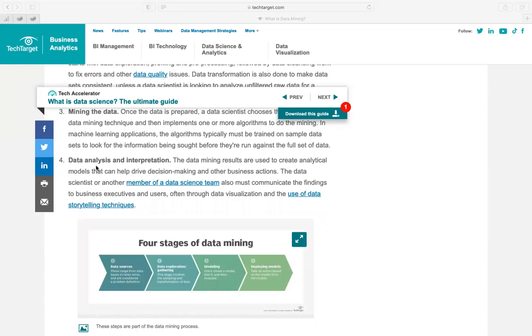What are you going to do with the results, and how are you going to explain them to your colleagues or management or anyone who is supposed to know? So here is data analysis and interpretation. The data mining results are used to create analytical models that can help drive decision making and other business actions. The data scientist or another member of a data science team also must communicate the findings to business executives and users, often through data visualization and the use of data storytelling techniques.